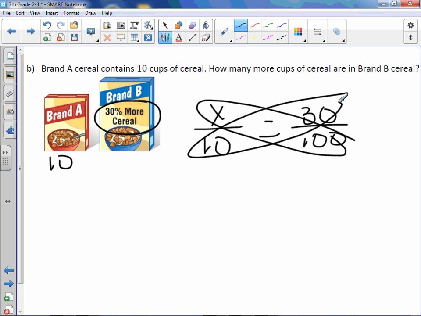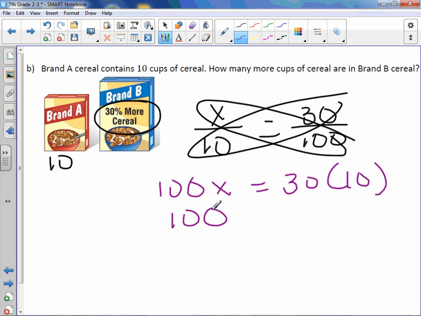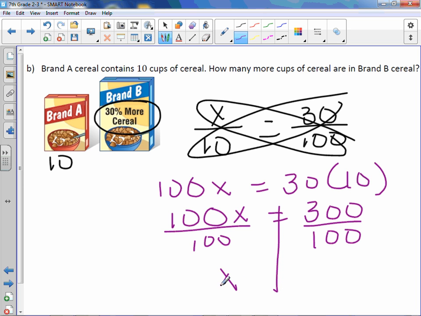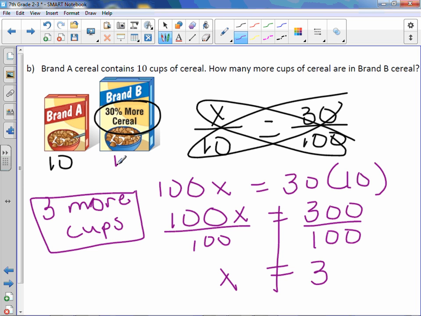Cross multiply. 100 times X equals 30 times 10. 100X equals 300. Divide by 100. X equals 3. So how many more cups are in brand B? 3 more cups. Which means there's actually a total of 10 plus 3, or 13 cups.